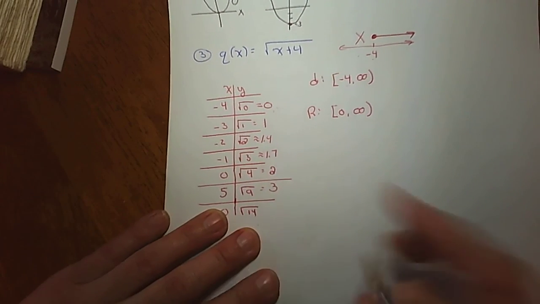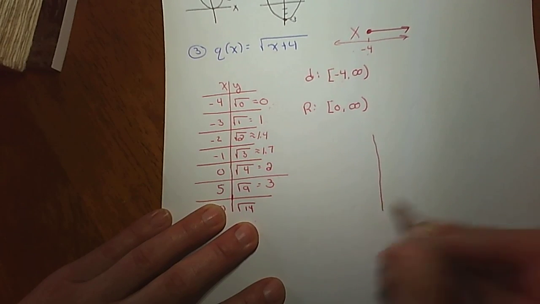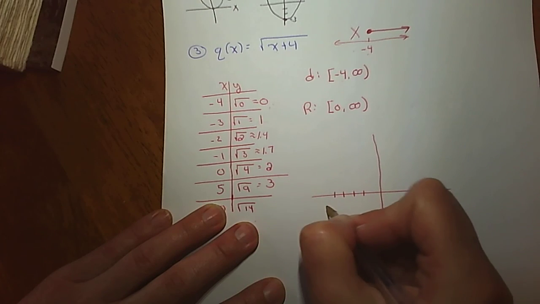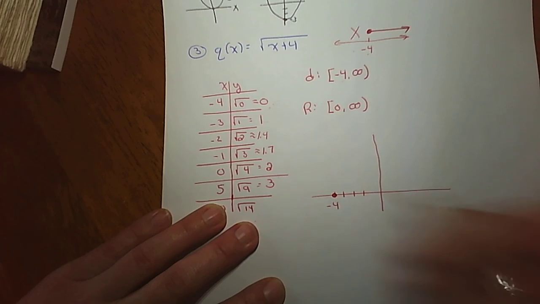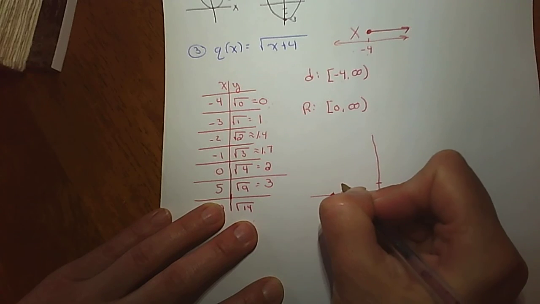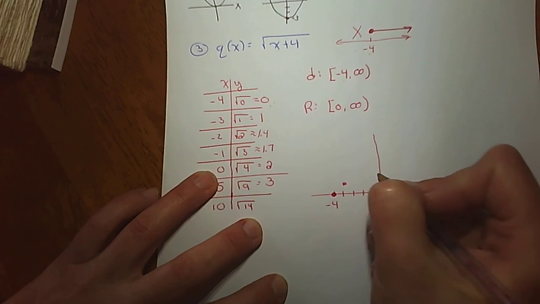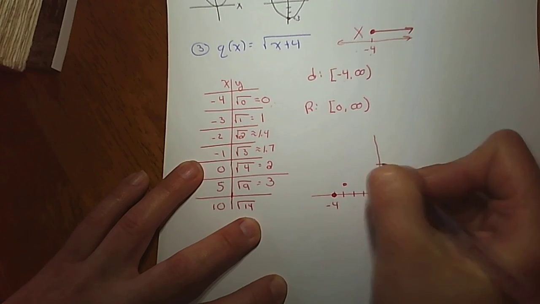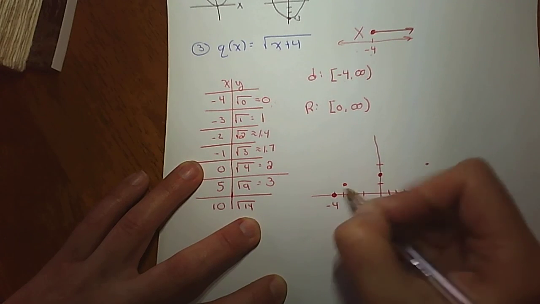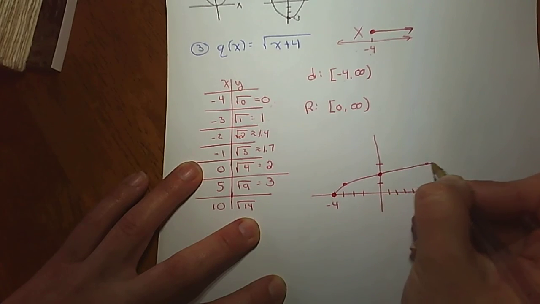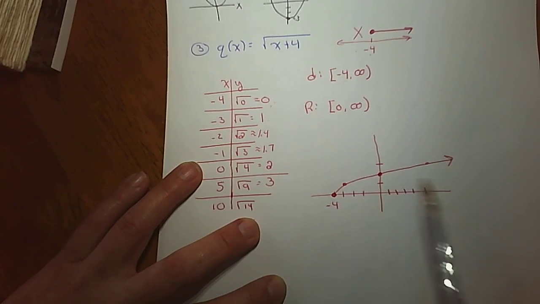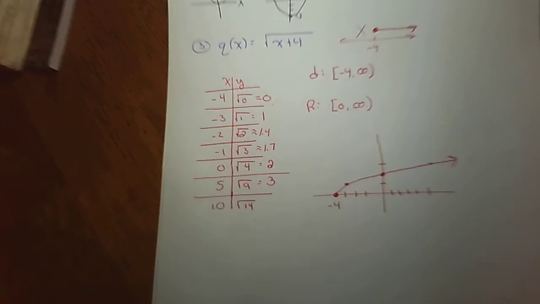And if you were to plot this out, just so you can see what it looks like. Look what this graph looks like. It would be like that. And all radical graphs look like this. All right, so I'm going to stop there.